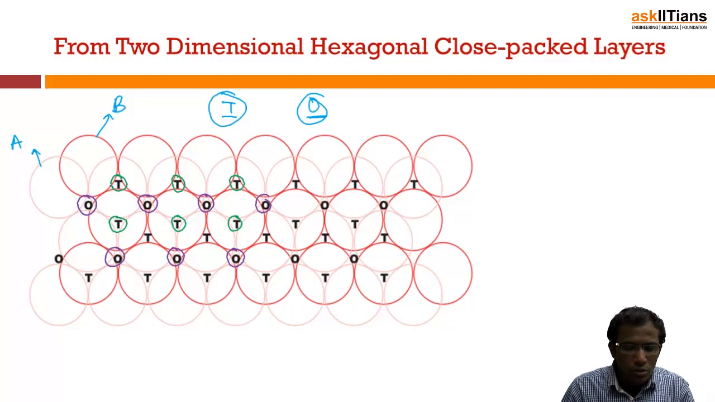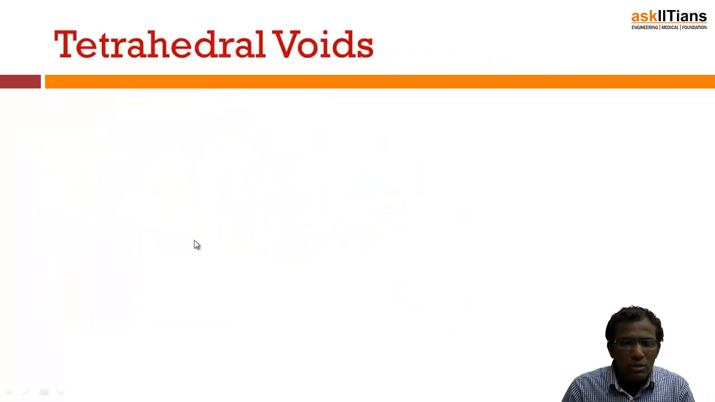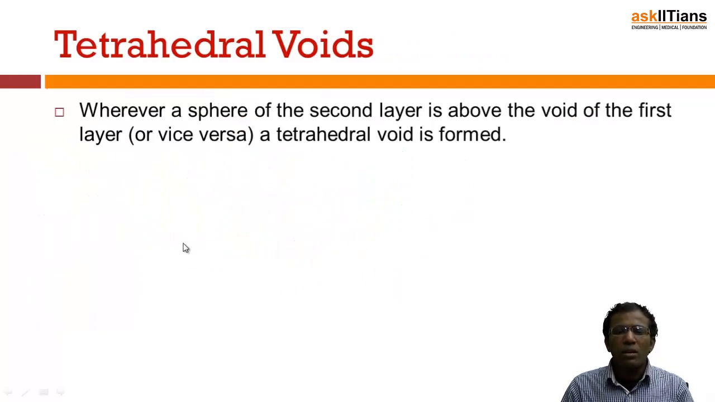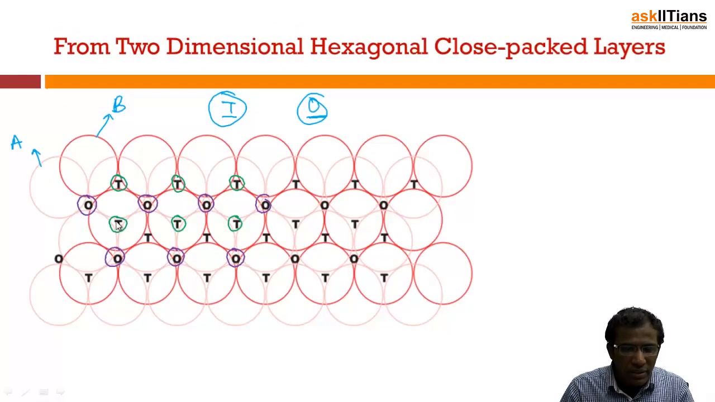Tetrahedral voids: wherever a sphere of the second layer is above the void of the first layer, a tetrahedral void is formed. Let's go to the picture to understand this point. See, if I take this, this is the sphere that belongs to my second layer. I am placing this sphere in the depression of the first layer. The depression of the first layer is in this shape, like this.